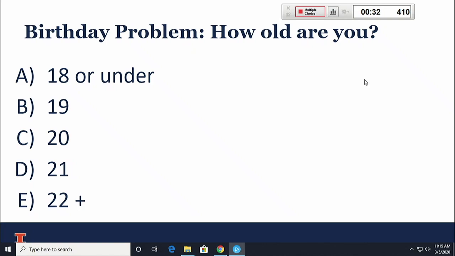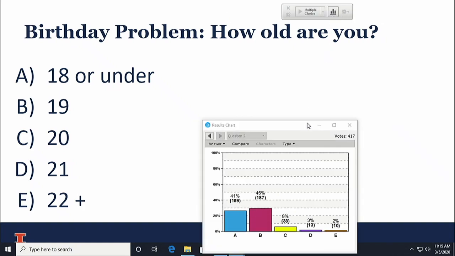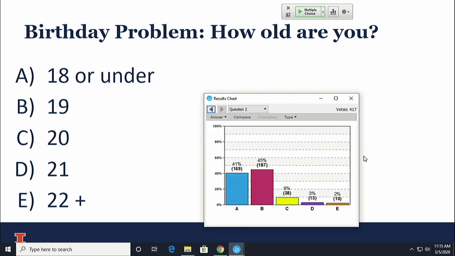We got a lot of people here. Good. Okay, I'm going to stop. How old are you? We are going to see, most of you are 18 and 19. That sounds about right. I used to tell the students how old I am, but I'm too scared now because I'm old.